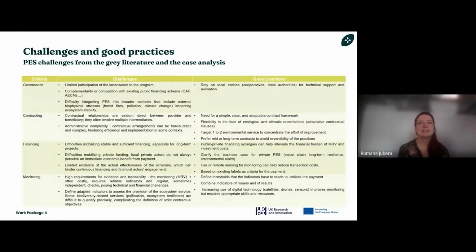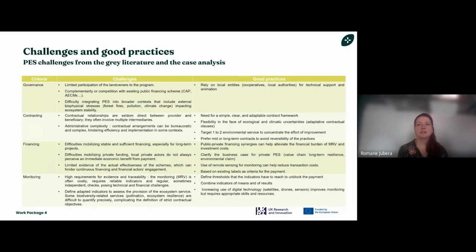And last part is the monitoring. So here, the challenges we see is the high requirements for evidence and traceability. So this is something we see also for all the kind of payments for environmental services. That is also for carbon credits, for instance, very high cost for monitoring. That requires reliable indicators, sometimes independent validation, verification, and that pose technical and financing challenges.